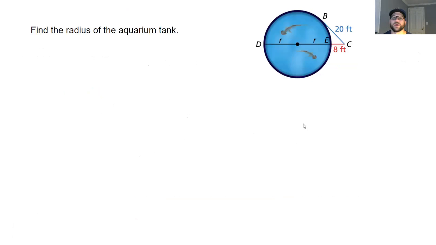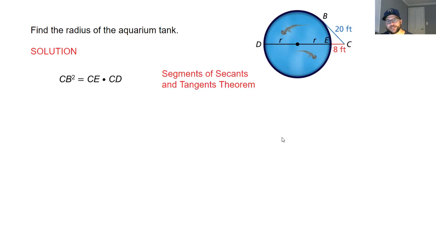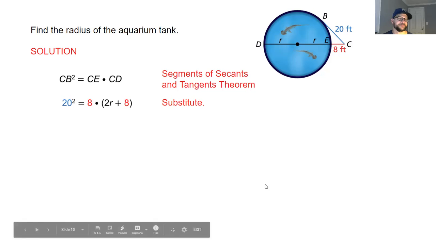All right, so now we're going to find the radius of an aquarium tank. This is a real-life problem. Your radius is indicated here as 2 different r's, but drawn as a diameter, because diameter is 2 times the radius. Then you have an external segment of 8, and then you have a tangent of 20 feet. So since this is tangent and secant, we're going to do external times whole and tangent times tangent. So that's the CB squared, which is 20, CE is 8, and then CD is 8 plus R, or 2R, which is your diameter.